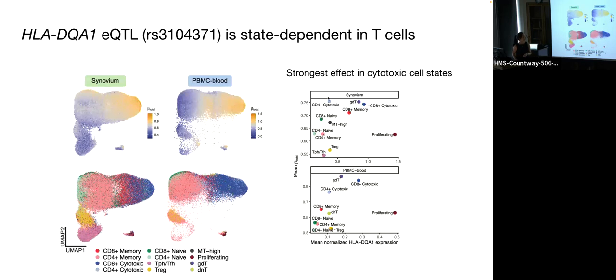And so we can see which cell states have the stronger effect versus weaker effect. Here on the right, I'm plotting each cell state. The x-axis is the mean HLA-DQA1 expression in that cell state. And the y-axis is how strong the eQTL effect is, averaged across all the cells for that cell state. So you can see in both synovium and blood, the cell states with the highest eQTL effect are gamma delta T cells, CD4 cytotoxic, and CD8 cytotoxic T cells. It's interesting that these T cells express HLA class 2, and even more interesting that they're somehow dynamically regulating their expression across cell states.